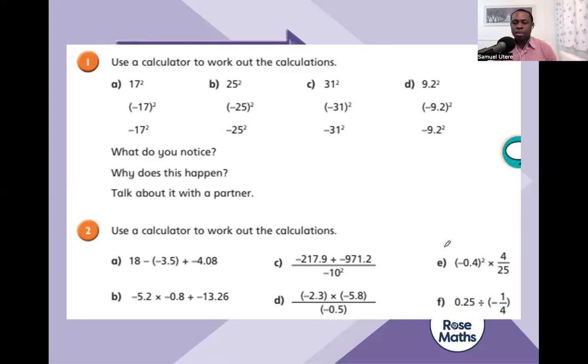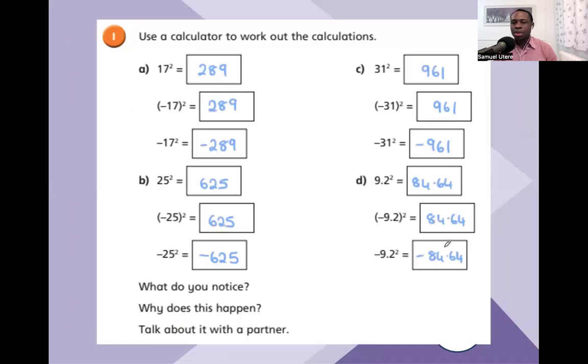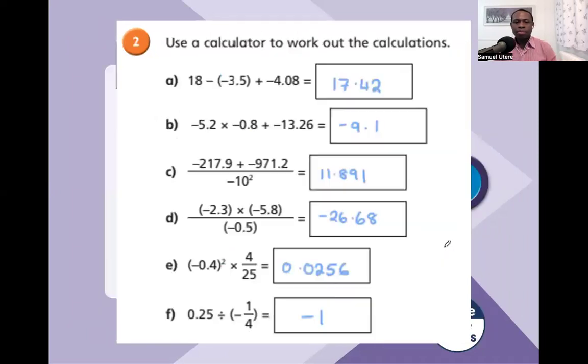Assuming you've paused the video and you've answered the questions, here are the answers. Let's discuss them. This is simply using your calculator, practicing with your calculator. So mark your work and celebrate your success. If you didn't get this right, make sure you review this and practice again. Pause the video. Here are the answers for question 2. So mark your work and celebrate your success. This is simply the calculator doing its thing.